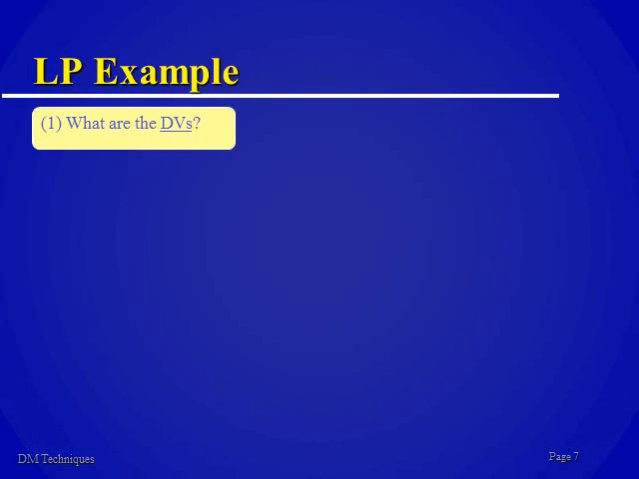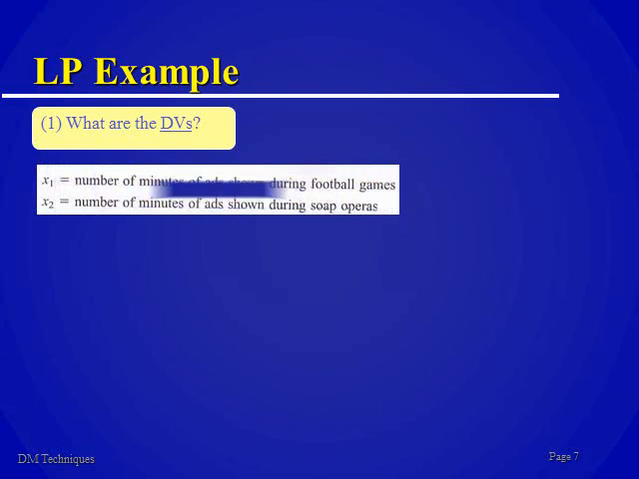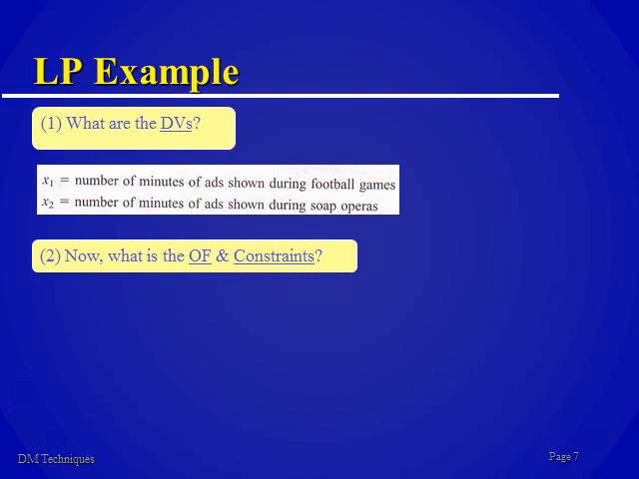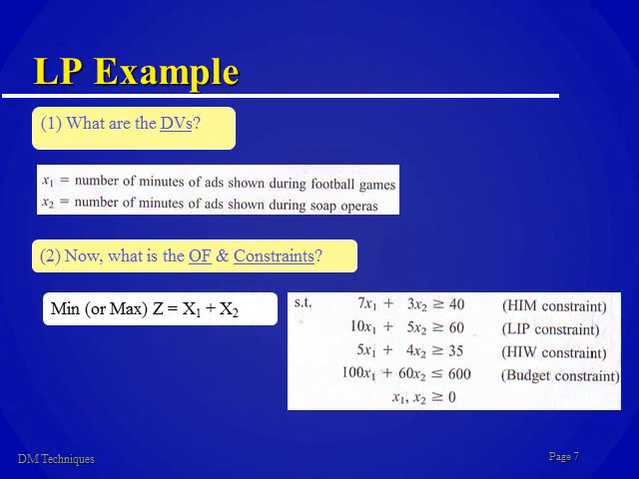So going back to our problem, what are the decision variables? Recall that the objective here was how many football ads and soap opera ads to purchase. Let's define the decision variables this way: let x1 equal the number of minutes of ads shown during football games, and x2 equal the number of minutes of ads shown during soap operas. With this definition, we can set up our objective function and constraints. Let's say the objective in this problem is to minimize the number of minutes shown during football games or soap operas altogether.